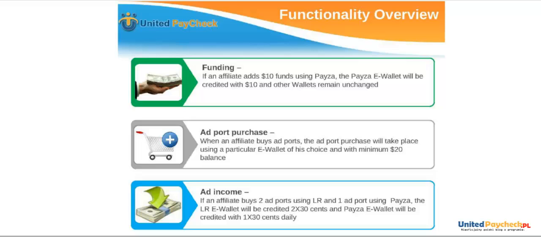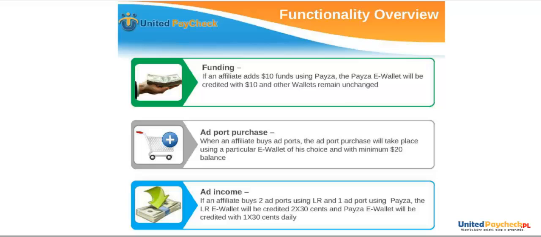For example, if you have $20 in your Liberty Reserve e-wallet, $10 in your Payza and $30 in your EgoPay, and you want to purchase 2 ad ports, you can do so. You can buy one from Liberty Reserve and one from EgoPay, right? But if you want to buy another ad port, let's say from Payza, you'll have to fund another $10 into your Payza e-wallet, right? I hope that makes sense, but if it doesn't, we'll come back to that.